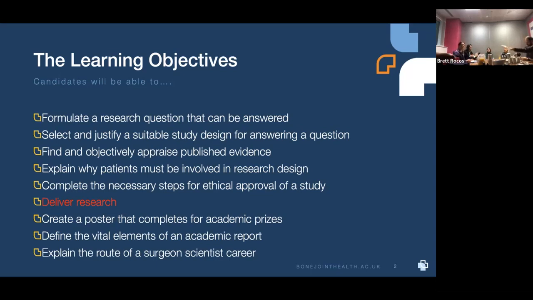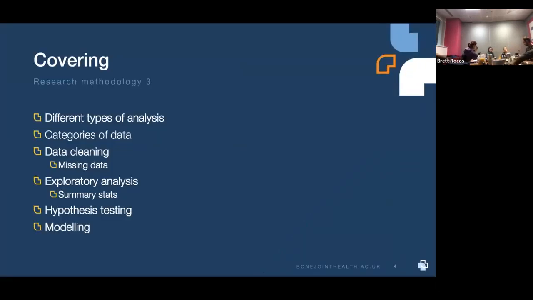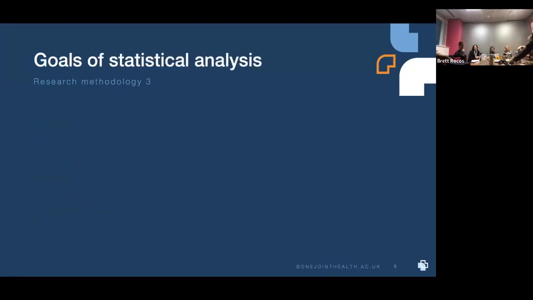So we're still on the delivering research and actually doing things. We're going to talk about different types of analyses and statistical tests and data and so on, which we all love. So categories of data, how to clean data, some ideas about dealing with missing data, hypothesis testing, and statistical modeling. All right, so we'll try and cover it as much as we can. Charlotte's favorite, statistical modeling.